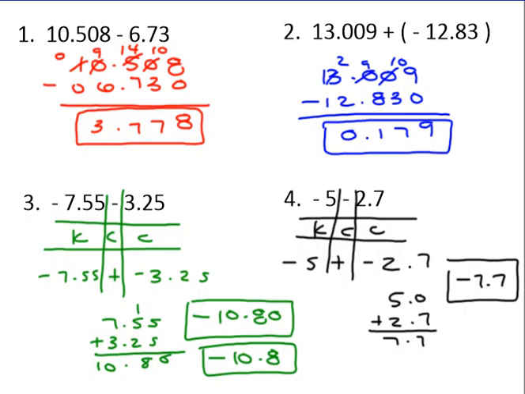13.009. Number 3 and number 4 were subtraction problems. Now with number 3, you would have gotten an answer of negative 10.80. You can write negative 10.80, or you could drop the 0 at the end and write negative 10.8. The 0 at the end is not necessary. And for number 4, you should have gotten negative 7.7.